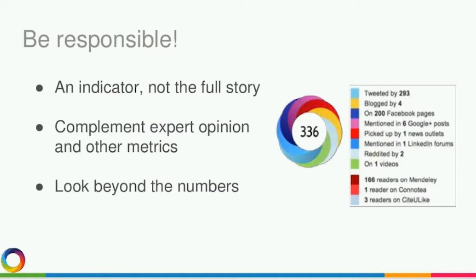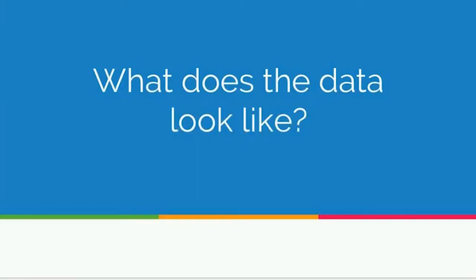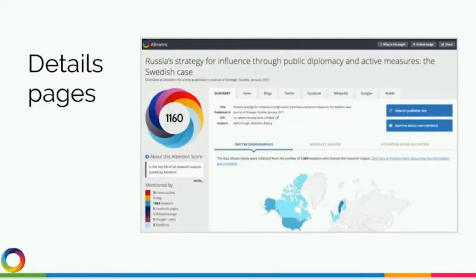So it's really important to be responsible with these metrics. I've mentioned that altmetrics aren't just all about numbers, that it's really about understanding who is talking about your research and what they're saying and why. So the numbers are really just an indicator. They do not tell you the full story. Of course, any metric will always only act as a complement to expert opinion. Nothing will ever replace reading the paper and making an informed decision about how accurate you think the results are, or how valid you think the arguments are. And to always look beyond the numbers, and this is something we encourage all of the researchers who use our data to do.